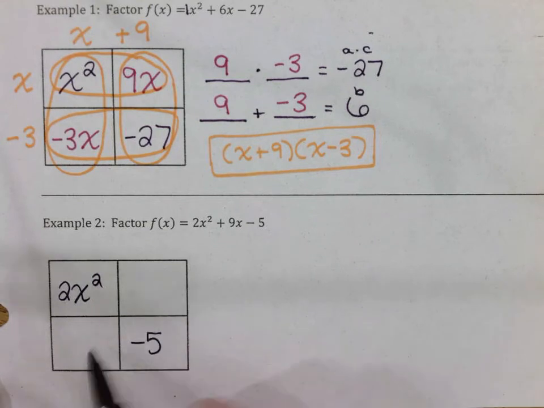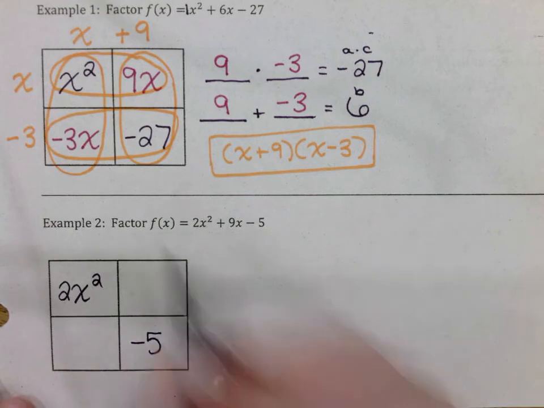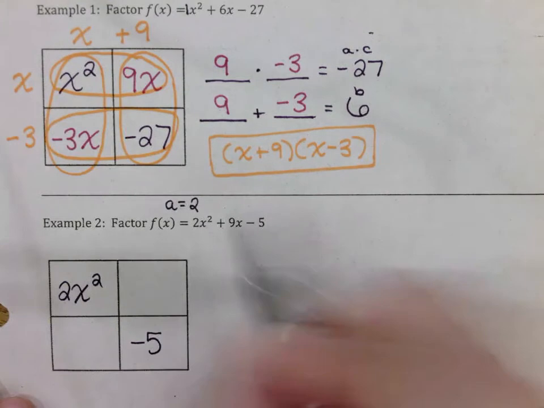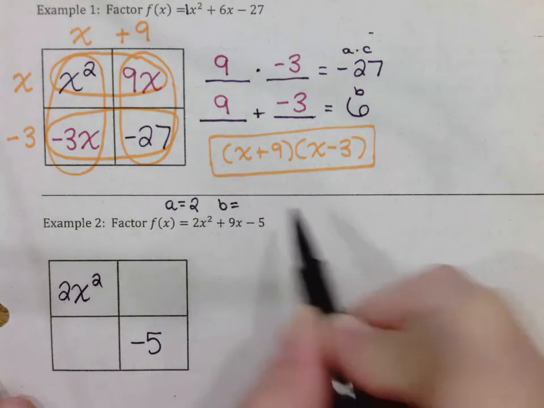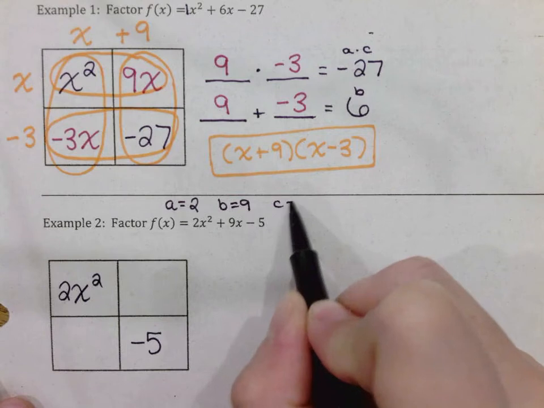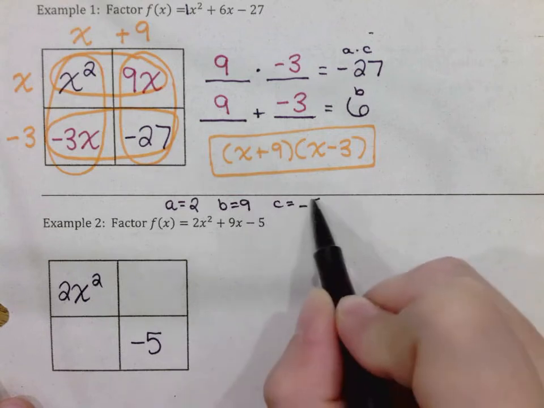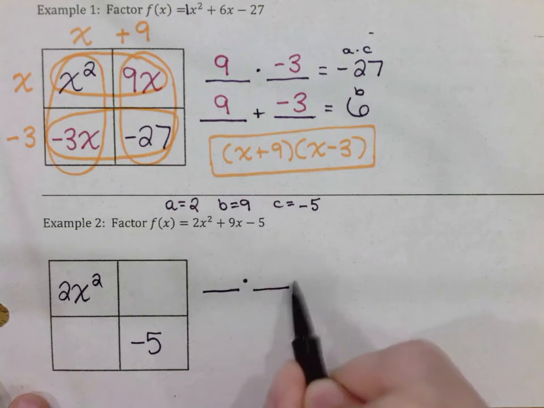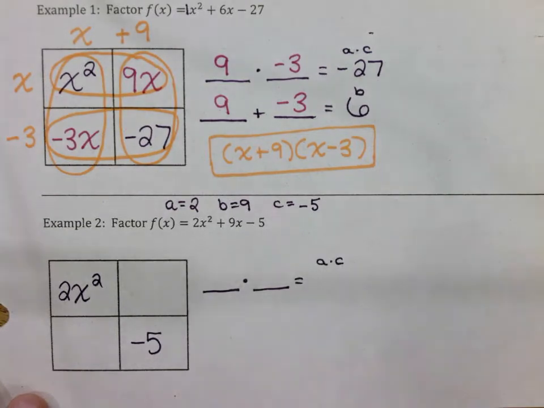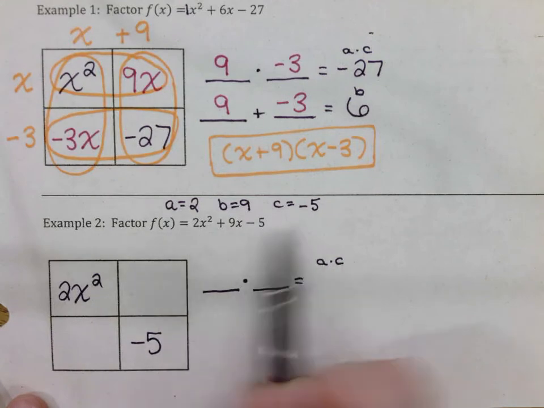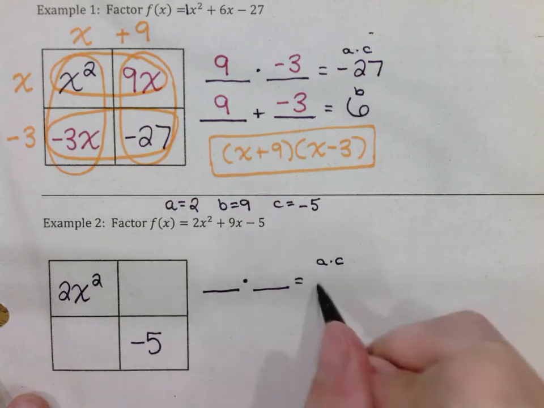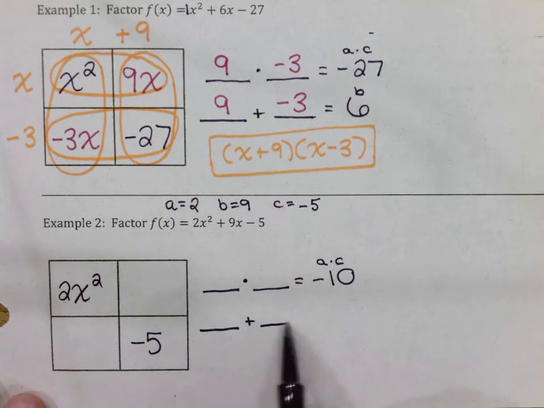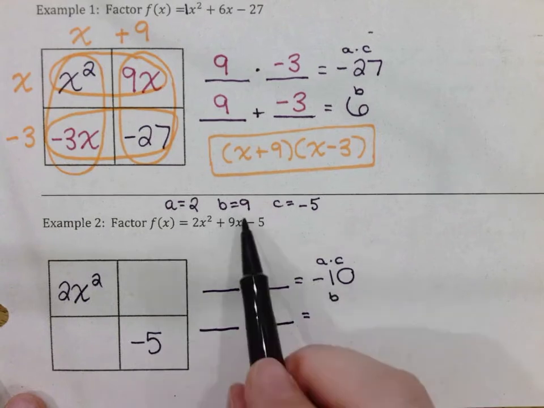To fill in these, we first need to figure out what are A, B, and C. So A is always in front of the x squared. That'll be 2. B is always in front of the x. That'll be 9. And then C is our constant at the end, negative 5. So now comes the puzzly part. We need 2 terms that multiply to give us A times C. In this case, A times C, that's 2 times negative 5, so that's negative 10. But these same 2 terms have to add to give us B, which is 9.